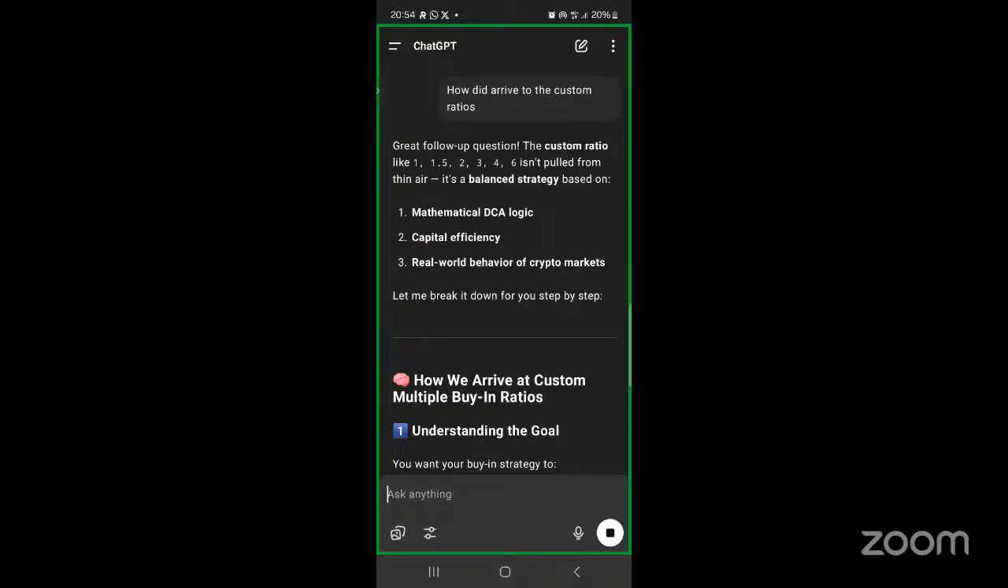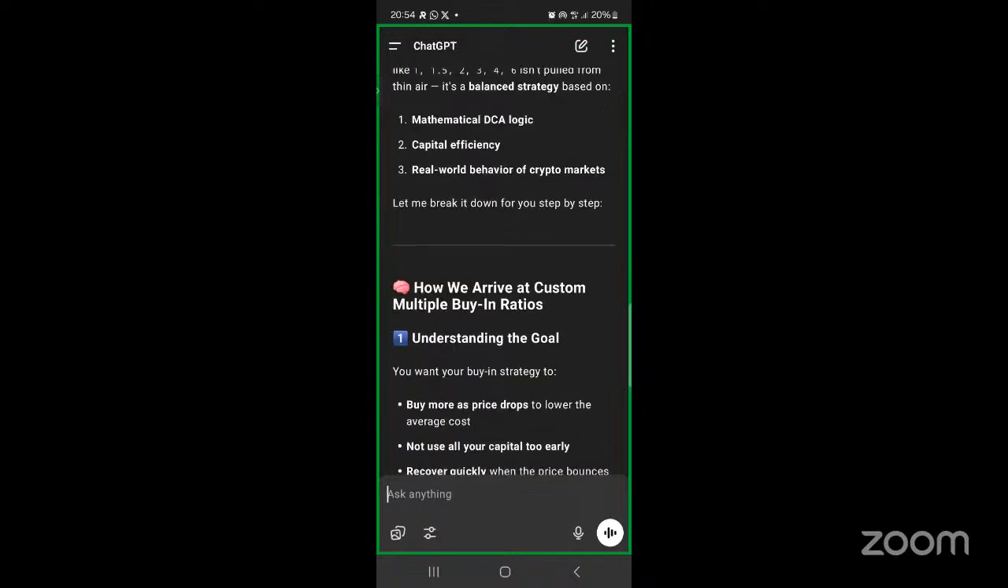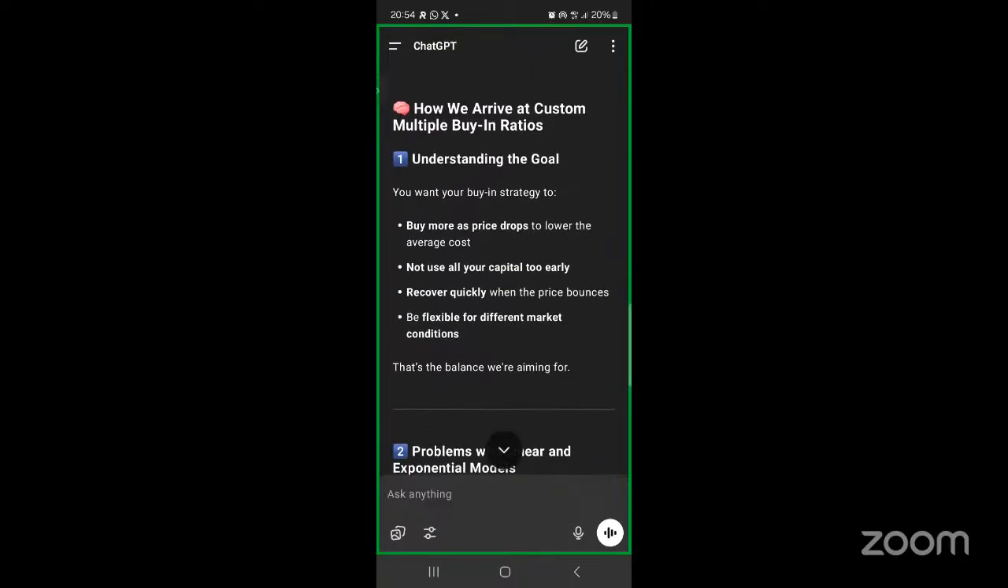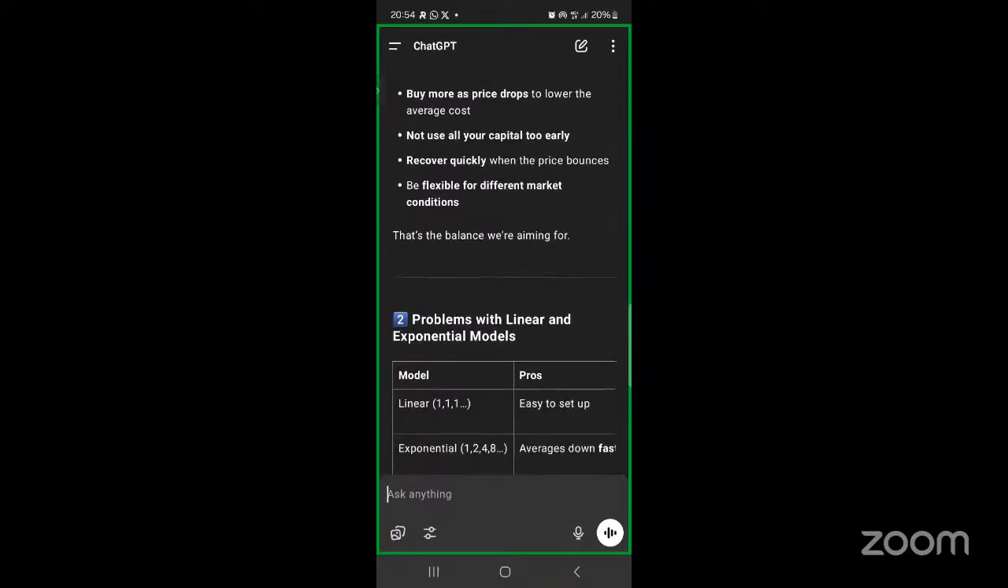Number 2, capital efficiency. Number 3, real world behavior of the crypto market. Let me break it down for you step by step: how we arrive at custom multiple buying ratios. Understanding the goal: you want your buy-in strategy to buy more as the price drops to lower the average cost, not use all your capital too early, recover quickly when the price bounces, and be flexible for different market conditions.